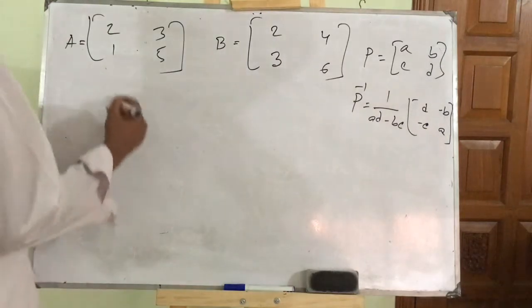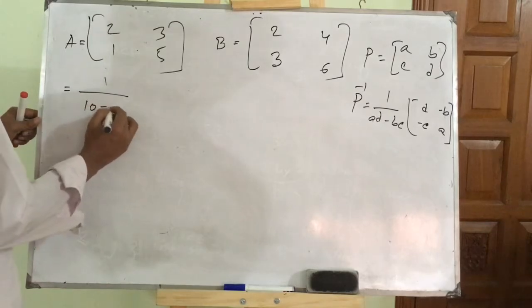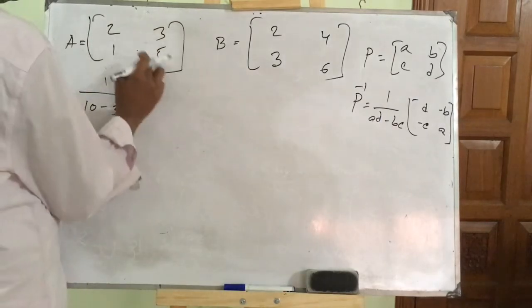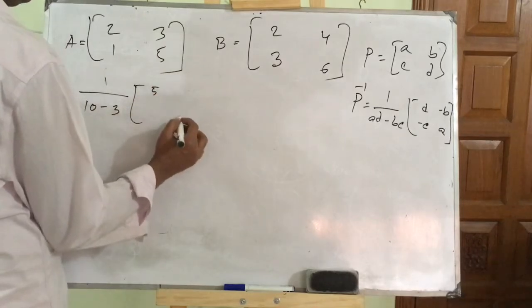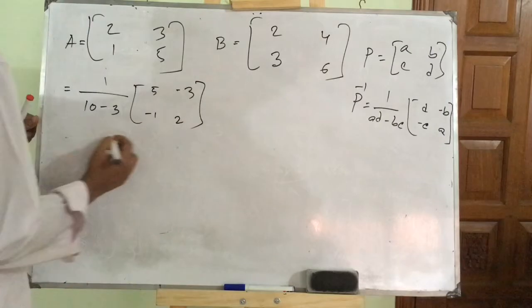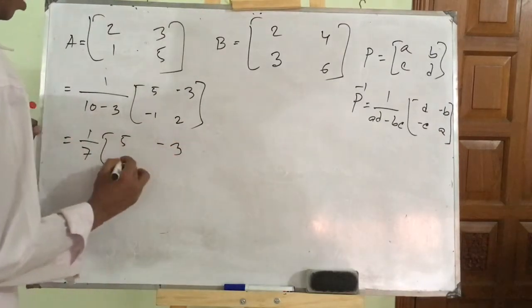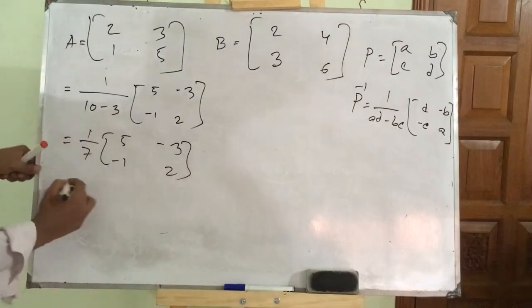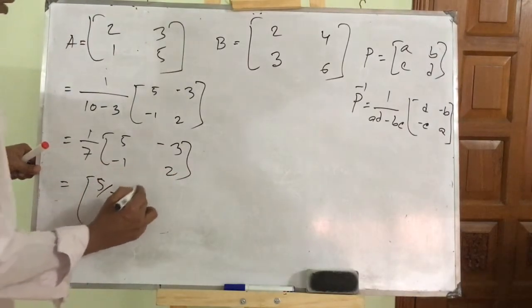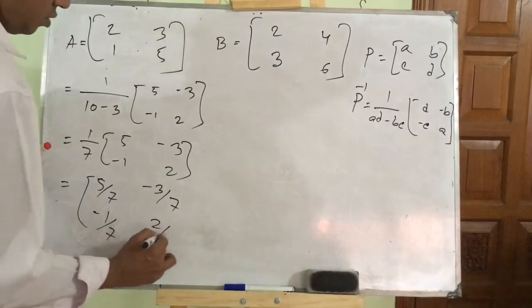So let's find the inverse of this. This will be 1 divided by 10 minus 3, then the entries change position: 5, 2, and minus 3, minus 1. This is 1 by 7 times 5, minus 3, minus 1, 2. Then if you multiply, it becomes 5 by 7, minus 3 by 7, minus 1 by 7, 2 by 7.